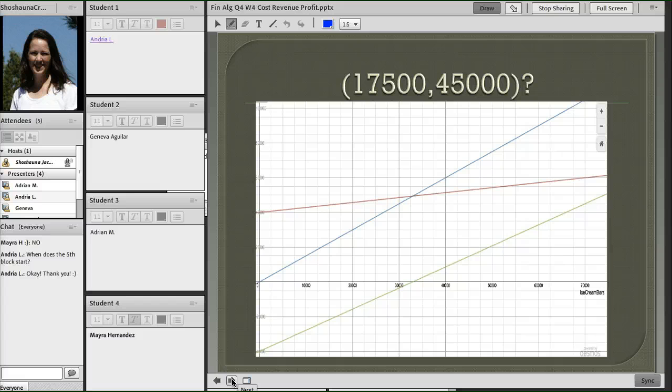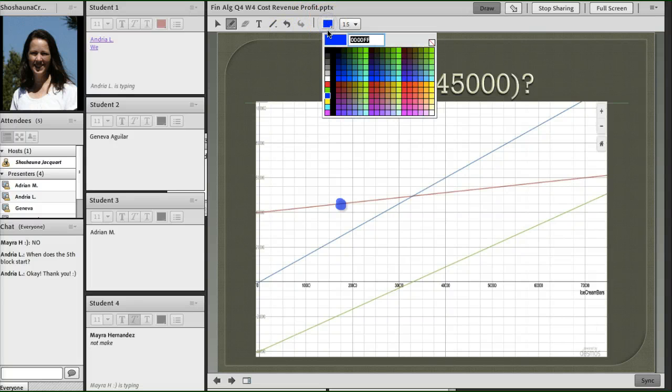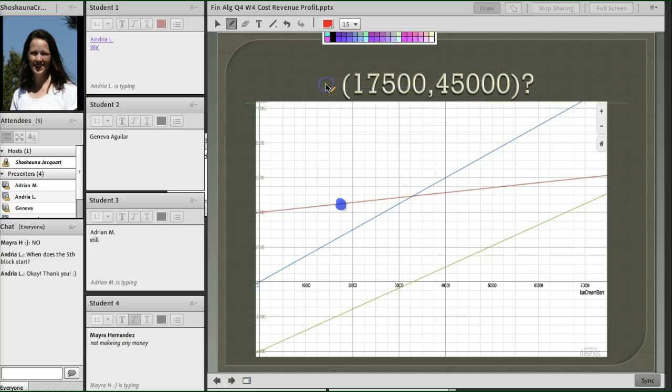Those ones are just too hard to see. So I'm going to show you where these points are at 17 something and 4,500. It's right there. What's going on at that point? As far as, are we making money? Are we losing money? You're still paying for your. It's okay.